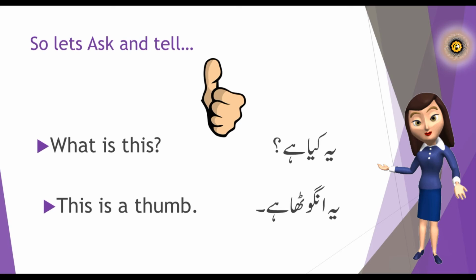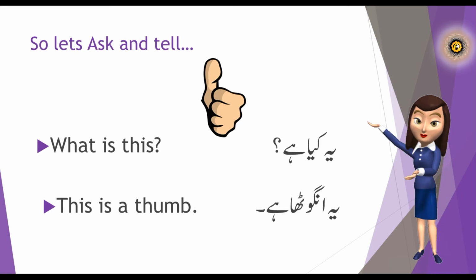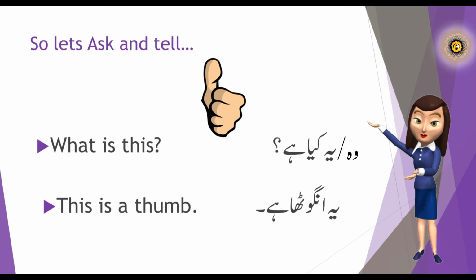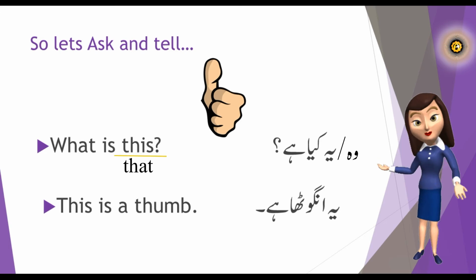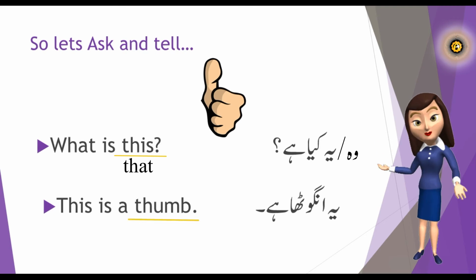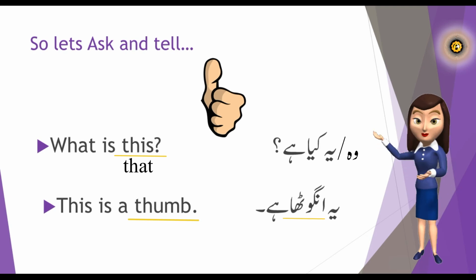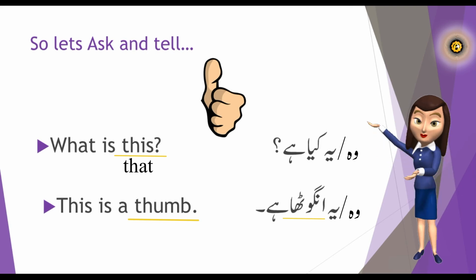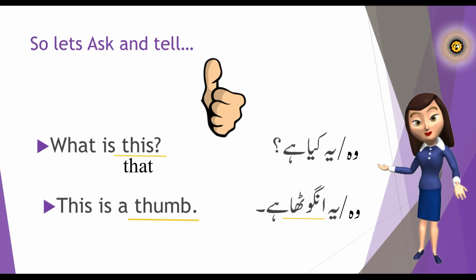Now you ask the question about anything. You can ask about anything and you are going to say this is a dash or this is dash. And in the dash, you are going to fill with the name of the thing. And in the dash, you are going to fill with the name of the thing that you are answering about.